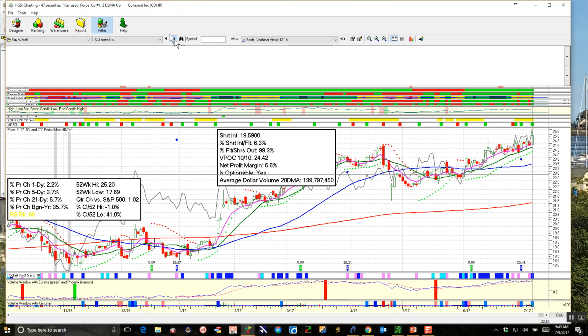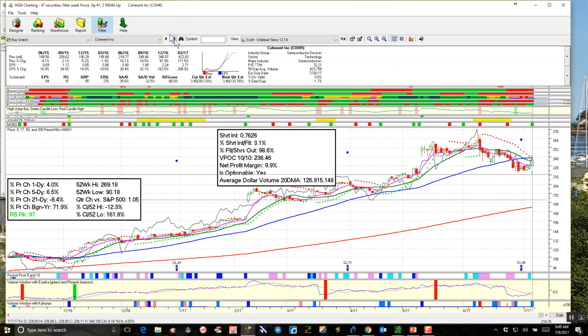Coherent is another laser stock, semiconductor laser stock. And this is an expensive stock. I own some of it. It's had a pretty significant pullback. You may ask, well, why would I still own it if it's pulled back?